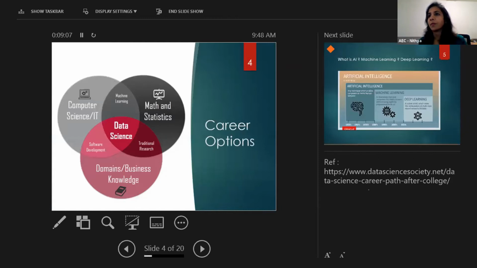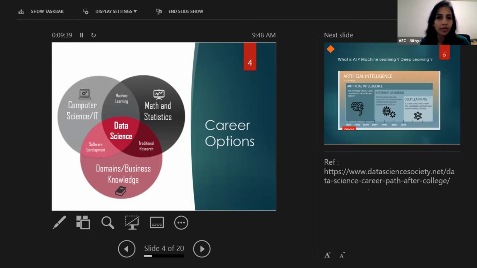Let's move on to the career options that I was earlier discussing, right? So the Venn diagram that I put in there is pretty much self-explanatory. On one bubble, you have your computer science, IT, which means your programming, software, that kind of field. And on the other side, you have your math and statistics, which is more into the research and the academia of math, like statistics and all that research work.